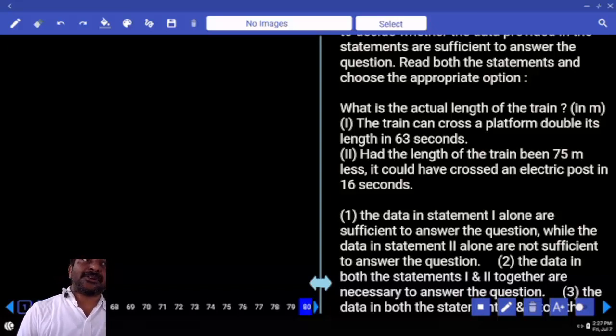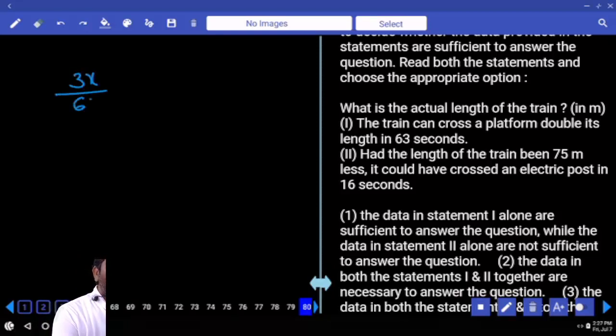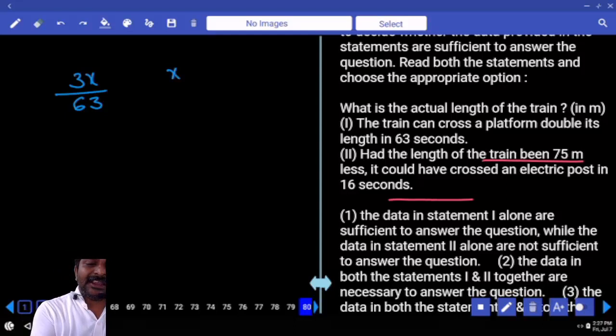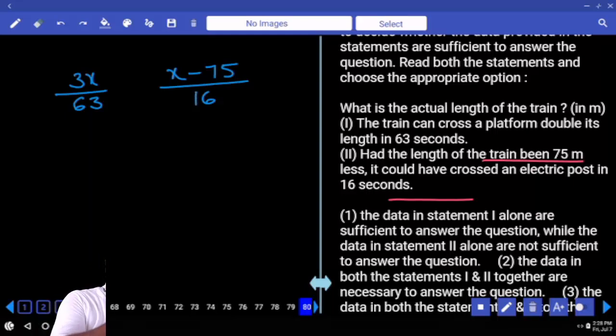Can you get the answer by using both statements? In both cases the same train is there, right? That means for the same train, what is same? Speeds are same. Speed in the first case is distance covered 3x by time taken 63, correct? Speed of the train in the second case: it crosses an electric pole, right? Distance covered is train length only, but length decreased by, that means x minus 75 is the distance covered, in how much time? And this is also speed. When you have the same train in two different cases, their speeds are equal.